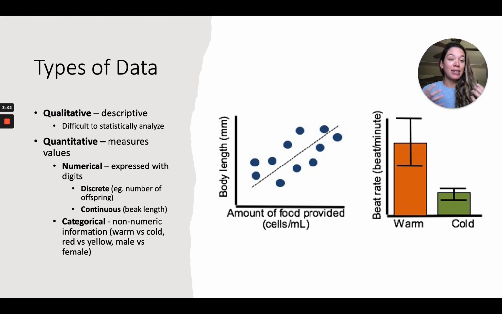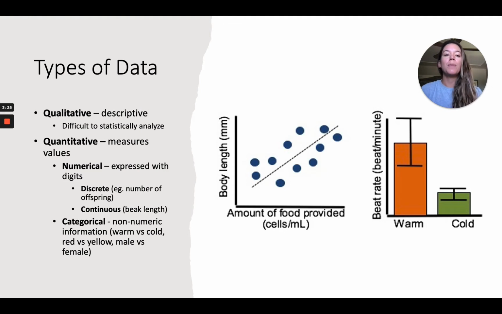Now, on the other hand, quantitative data does measure values. It usually uses numbers. Quantitative data can be broken down into two further categories. The first one being numerical data, which is expressed with digits. Now, numerical data in and of itself can be categorized into either discrete or continuous variables or data.